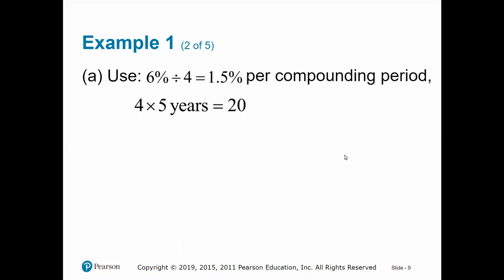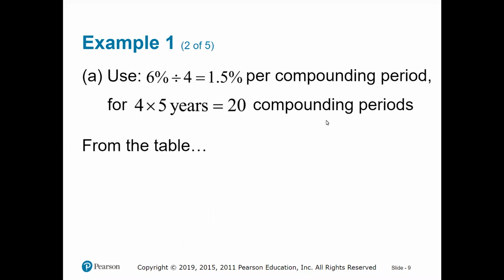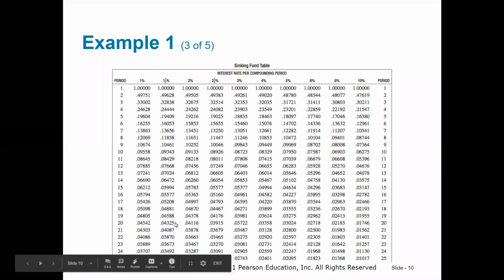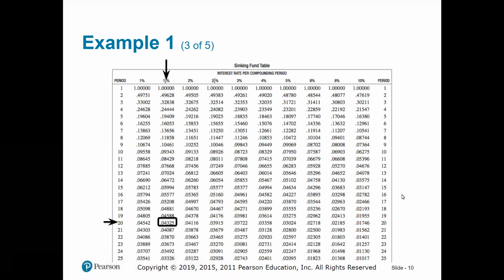So for A, we're going to use 6% divided by 4, which is 1.5% per compounding period, and 4 times 5 will give us 20. From the table, you're going to go to 1.5% down to 20. So that should be 0.04325. Well, look at that. We were right.